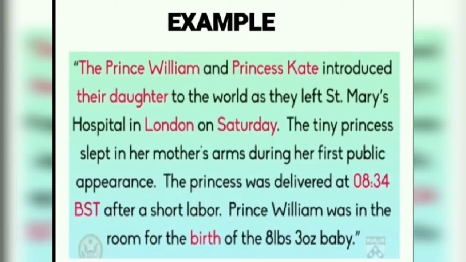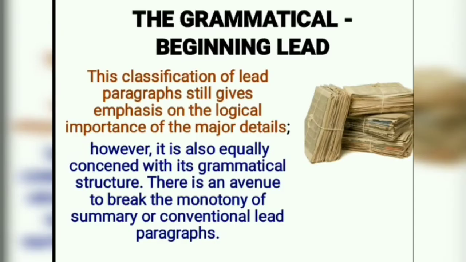Now in this example, it actually answered the 5 W's and 1 how, like what, who, where, when, why, and how. So it answered the where. So where it happened, in London, when, on Saturday. So it answers the 5 W's and the 1 how.